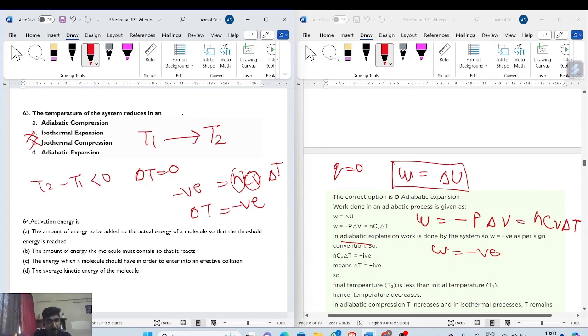When T2 minus T1 is less than 0, it means that T2 is smaller than T1. So our correct answer will be option number D.